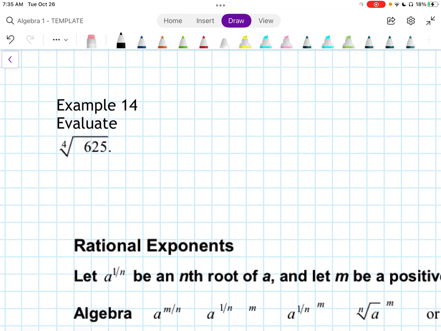Example 14, this is the fourth root of negative 625. Well, that is no solution. All right, and let me give you an easier problem. Square root of negative 9. Well, we know that the square root of negative 9 is no solution, right? There's no two numbers that multiply together to be negative 9, right? There's no four numbers that multiply to be negative 625.